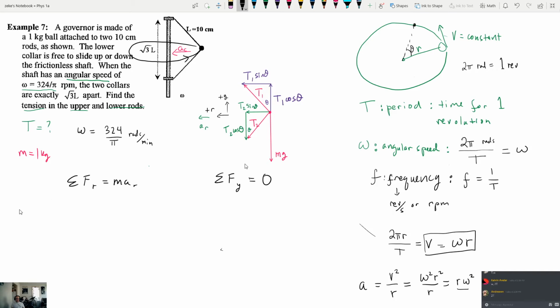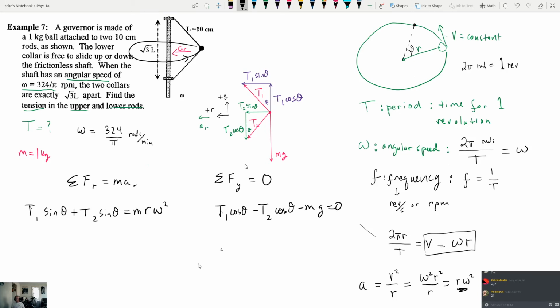So in our radial direction, we're going to have T1 times the sine of the angle theta plus T2 sine theta is equal to m a_r. Now I'm going to use this definition down here because we're given omega for a_r. So we're going to put r times omega squared. In the y direction, we have T1 cos theta pointing up, T2 cos theta pointing down, mg going down as well, all equal to 0.